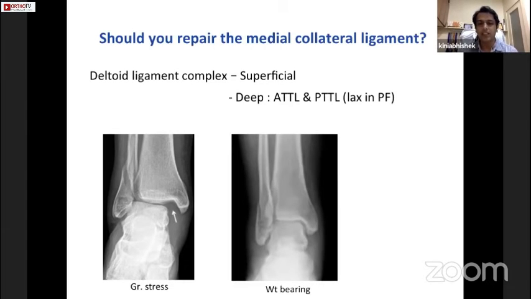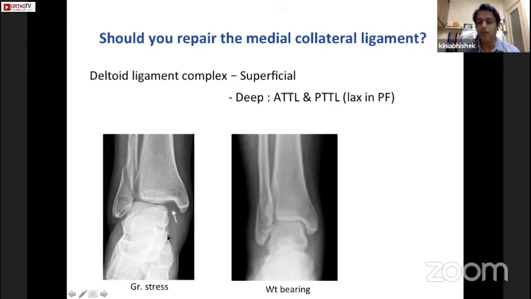To understand this corollary, we need to understand how the deltoid ligament complex is, as we just discussed. There is a superficial component which prevents eversion, but the deep component is what tethers the talus back into the mortise. The deep component has an anterior tibiotalar ligament and a posterior tibiotalar ligament, which is lax in plantar flexion. When you do a gravity assisted stress view, the foot is invariably in plantar flexion, and this PTTL, which is lax, allows the talus to subluxate outside.